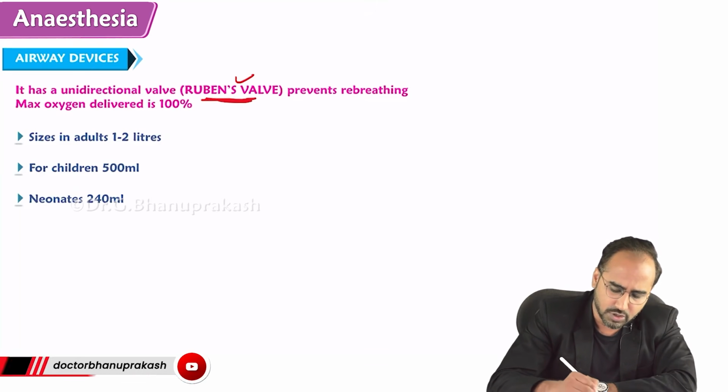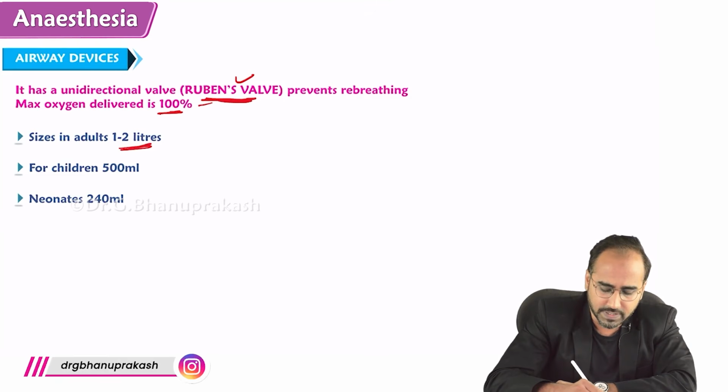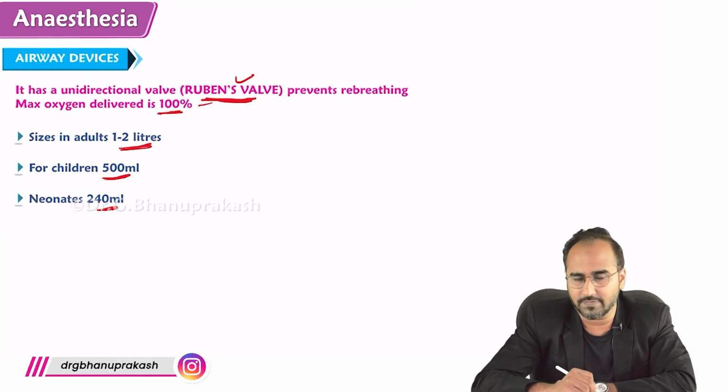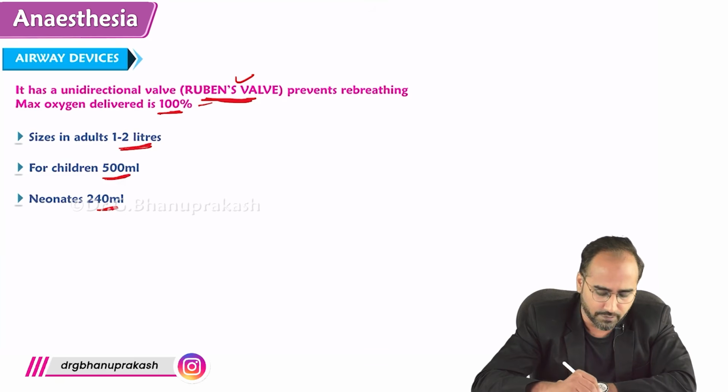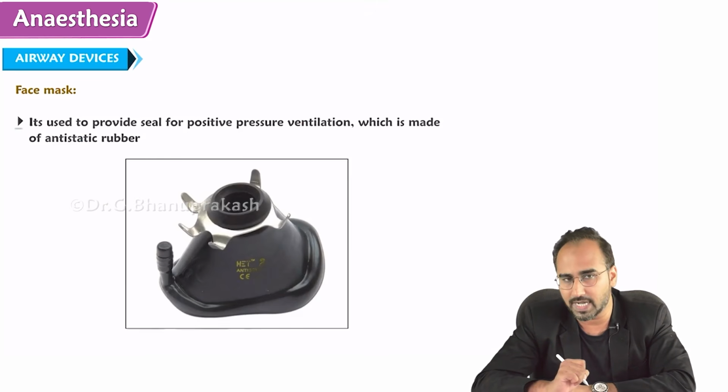On the Ambu Bag, we are having unidirectional valve that prevents rebreathing. What is that valve? Rubin's valve. And with Ambu, 100% of oxygen will be delivered. For adults, what is the size? 1 to 2 liters. For children, 500 ml. Whereas for neonates, less than 1 month old child, we have to use a 240 ml Ambu, right? That was Ambu Bag.